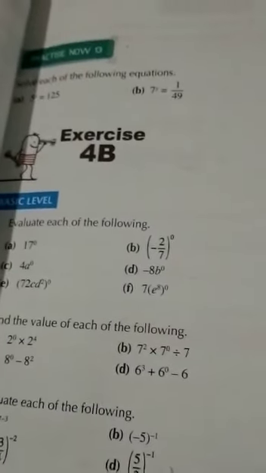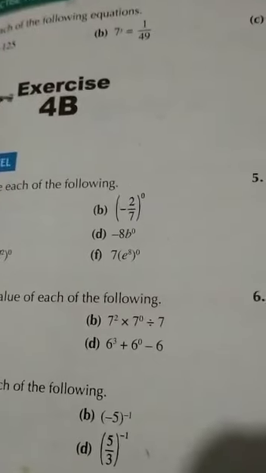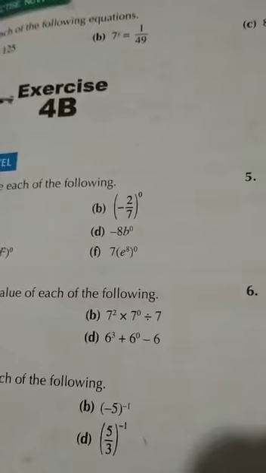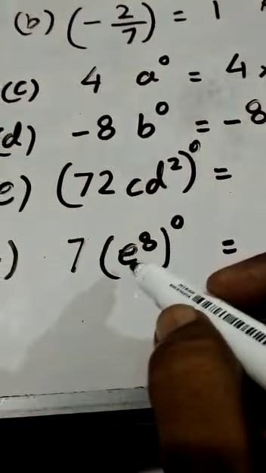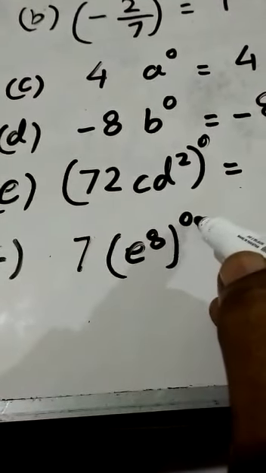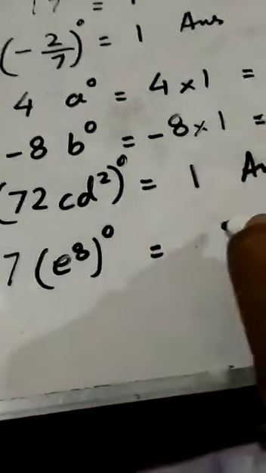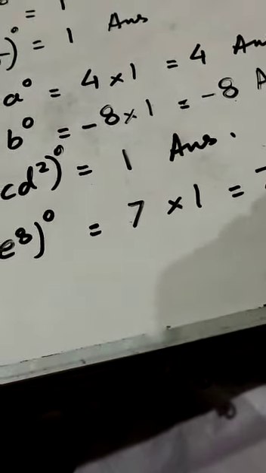Okay, now F part is 7 E8 0. Okay, now inside the bracket we have E8 and outside it is 0, so this whole portion will become 1. So this will be equal to 7 into 1, and 7 into 1 is 7. This is your answer.